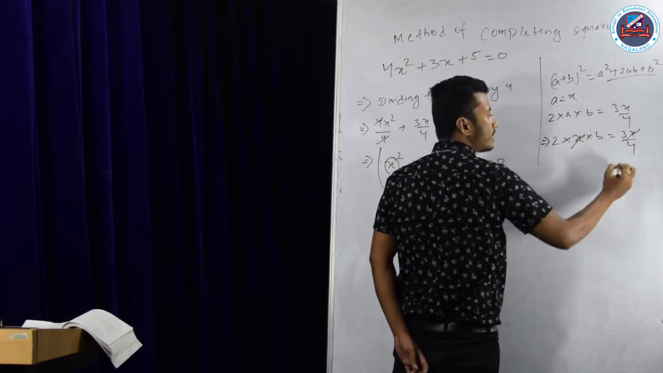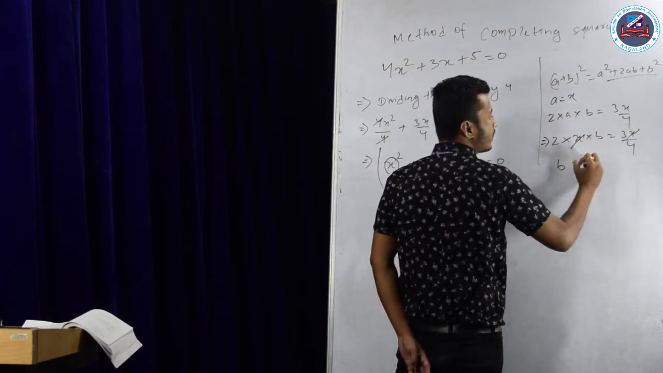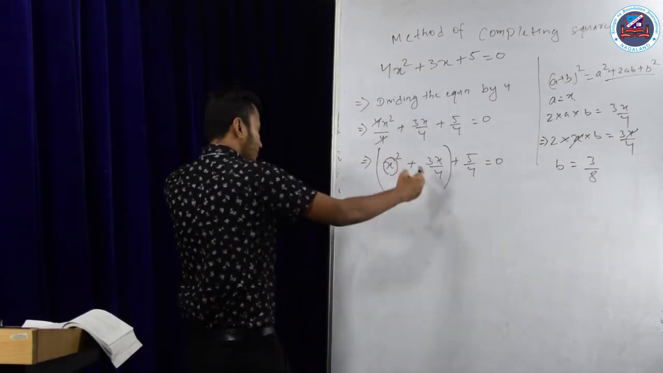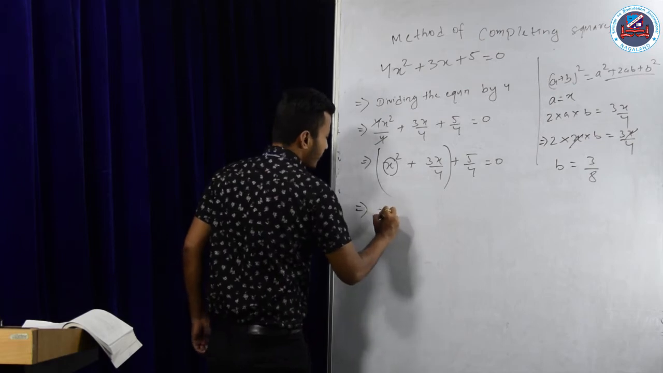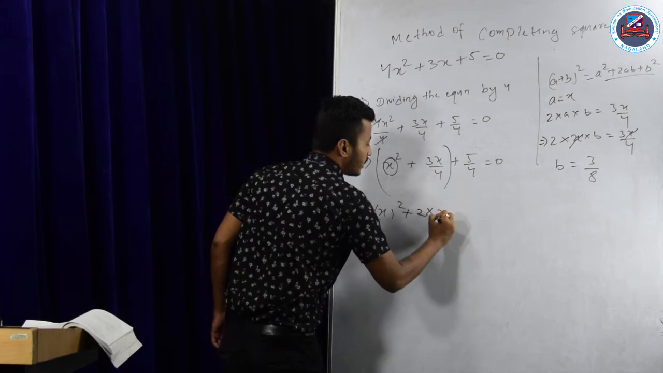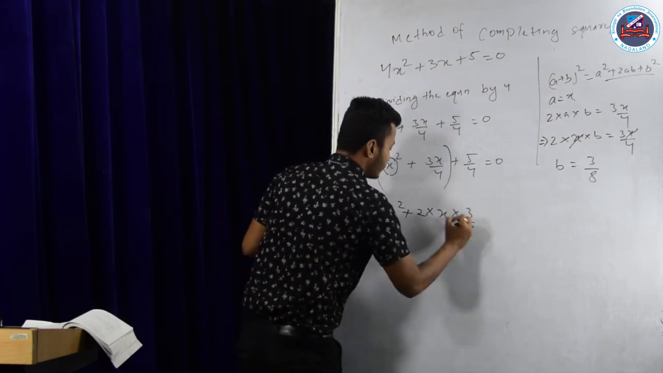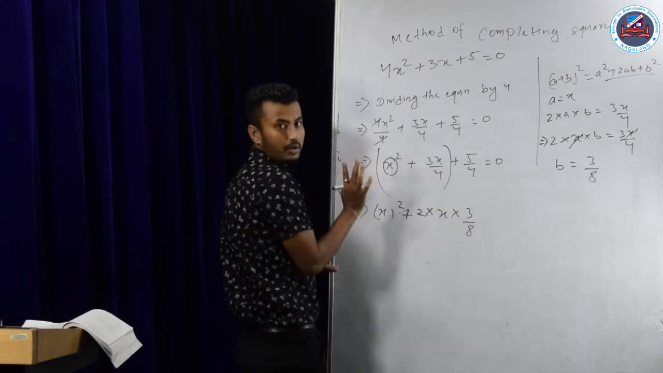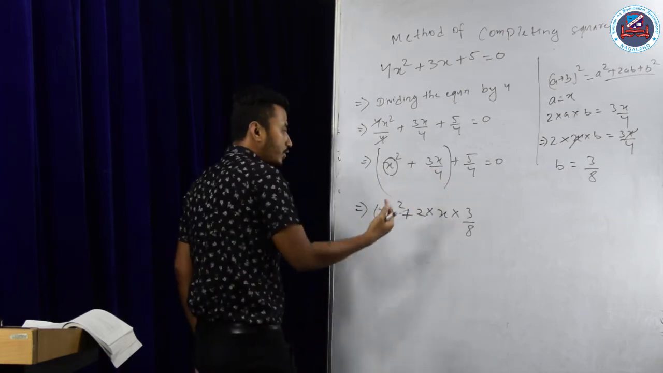Can I cut x and x? Yes. So b will be what? 3 by 8. Okay guys, now substitute in this formula: a square plus 2 into a into b. Guys, if you solve this, you will get this value only. Okay? Now comes the b square term.